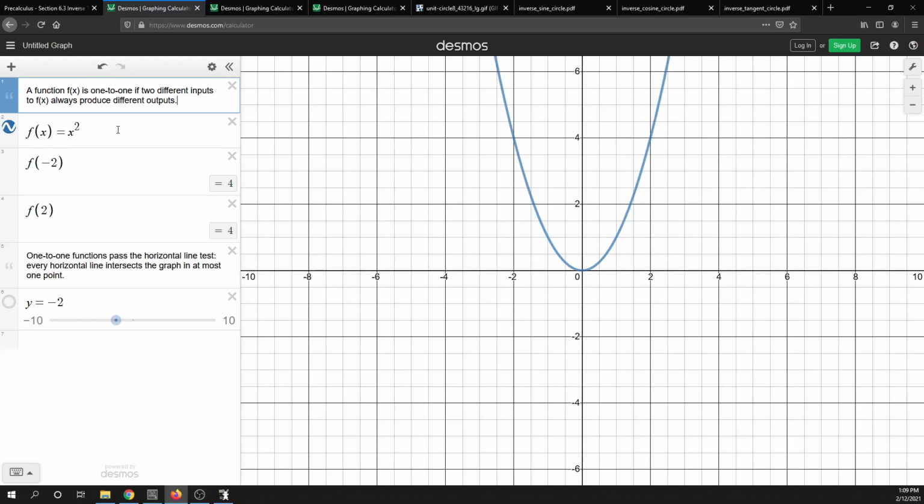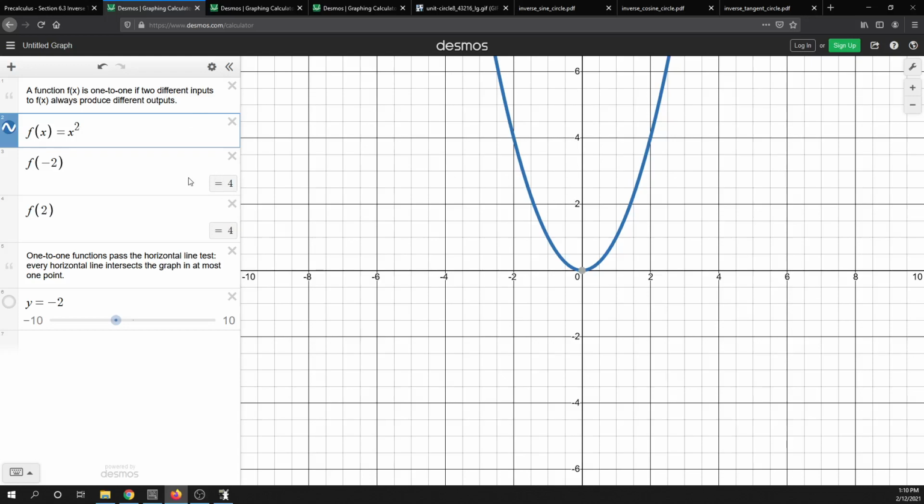And here's its graph over here. And what I'm going to do is have two different inputs. So I'm going to plug a -2 into the function, and I'm going to get an output based on that. And I'm going to plug a 2 into this function. So if I plug a 2 into f of x equals x squared, I get a 4. Okay? So what you see is here I have two different inputs, -2 and +2, and they give the same output. All right? And so that violates this definition.